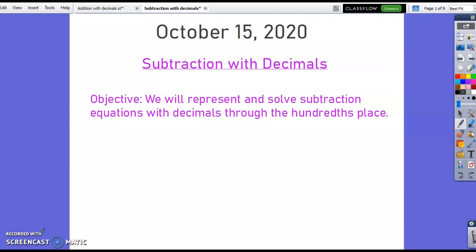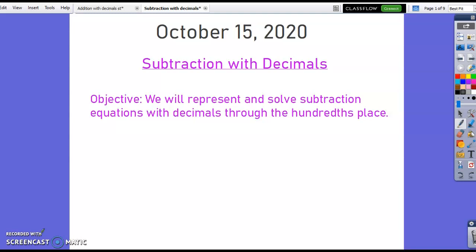Today we will continue our subtraction with decimals. Yesterday we started addition with decimals. Today we are going to continue on with subtraction with decimals. Today your objective is we will represent and solve subtraction equations with decimals through the hundredths place.